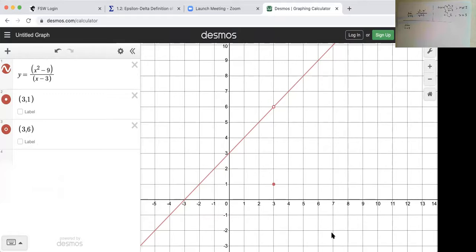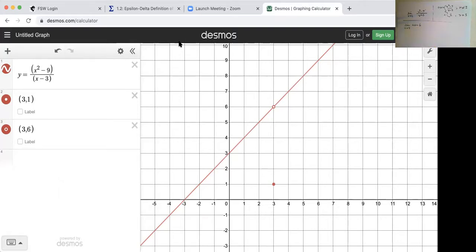So we want to pick an epsilon. What do we think the limit is, first off? The limit as x approaches 3. As I get closer and closer to 3, the value of the function gets closer and closer to 6. Removable discontinuity. So that limit as x approaches 3 of f of x equals 6.